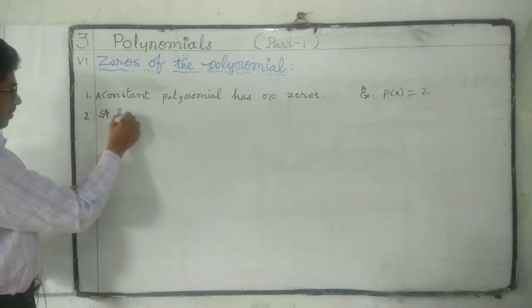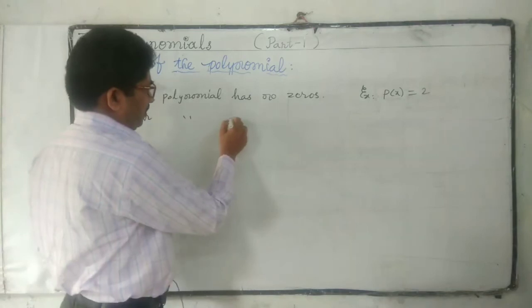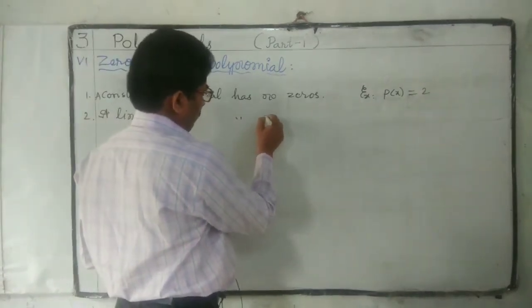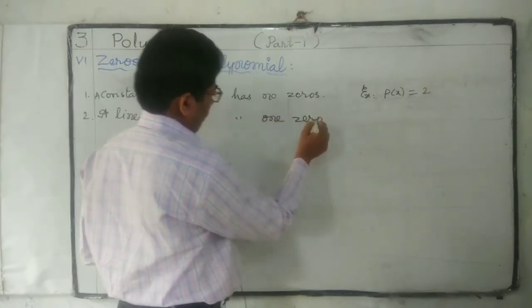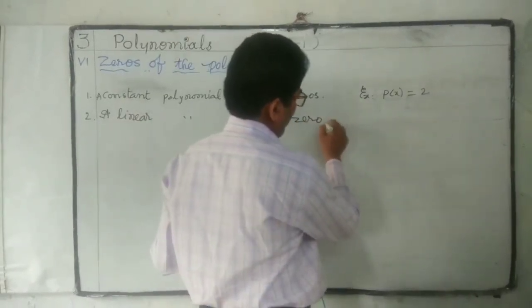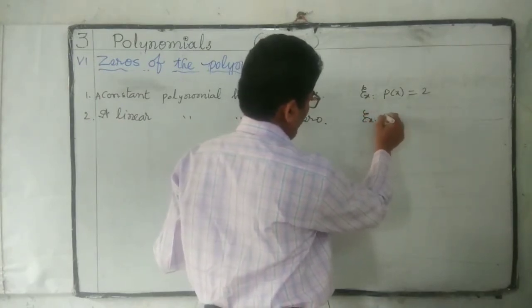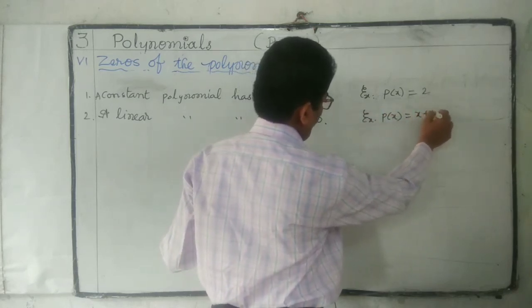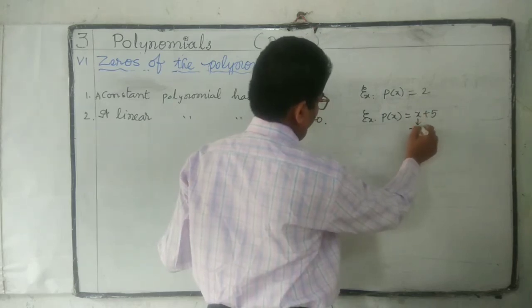A linear polynomial has 1 zero. Example, p of x is equal to x plus 5. It has 1 zero.